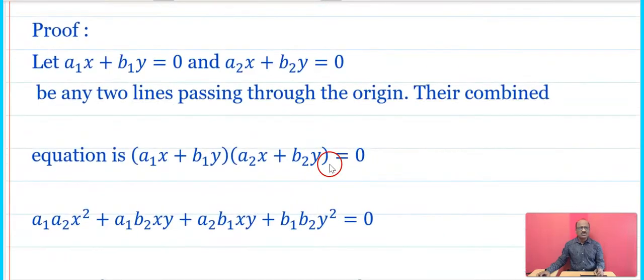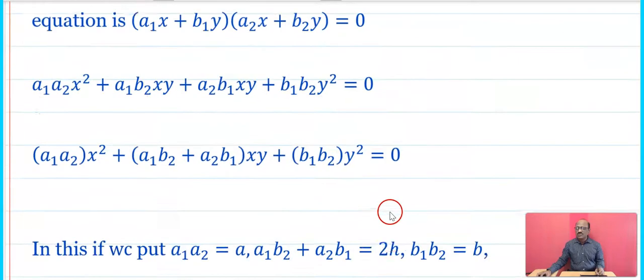These two lines pass through the origin, and their combined equation means what? Their joint equation is the product of the first line and the second line equals 0. Now here (a1x plus b1y) into (a2x plus b2y) equals 0. Now their product: a1x into a2x, you will get a1a2x square. a1x into b2y, you will get a1b2xy. Then b1y into a2x, you will get a2b1xy. And the last is b1y into b2y, you will get b1b2y square, and that's equals to 0.